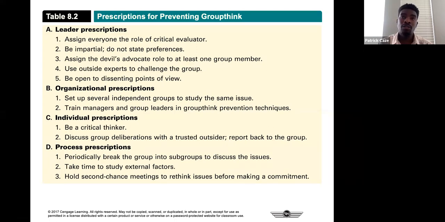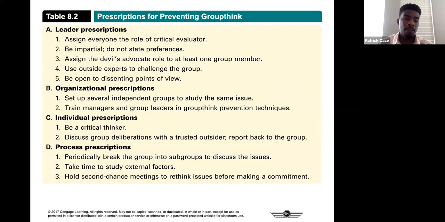Okay. And so you have to kind of look at that and think about, okay, as a leader, how can I be objective and open, and make sure that people feel like they can voice their opinion, even if it goes against what I think. All right. You got organization prescriptions, right? You could set up different groups that aren't necessarily at that same venue or the same meeting, and they're kind of independent, and they look at the issue or the decision as a third party.